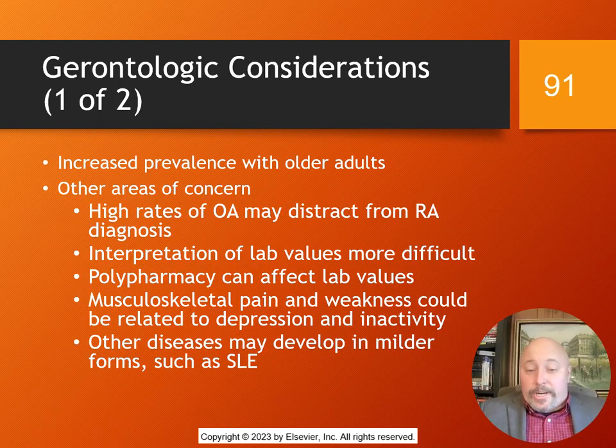As with most of our conditions, there are going to be very specific gerontologic considerations. There are high rates of osteoarthritis that may distract from the RA diagnosis. I want to talk about polypharmacy as well. Especially when they get older, we get multiple providers and specialists all writing prescriptions. You could get that drug list to be extremely long, with all the different interactions that come from taking a multitude of medications simultaneously.